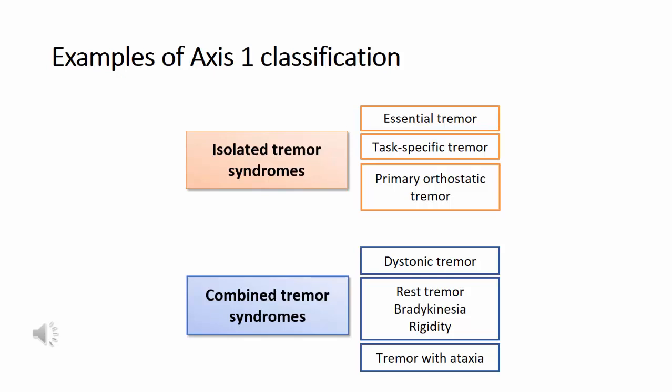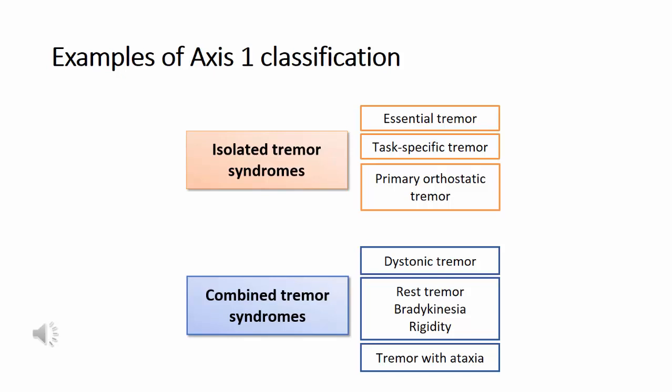The tremor syndromes in this slide are well known to neurologists and neurosurgeons. However, the Axis 1 classification scheme also provides a framework for the definition of new clinical syndromes. It is important to remember that an Axis 1 syndrome is useful only if it is defined and used consistently by clinicians and researchers.